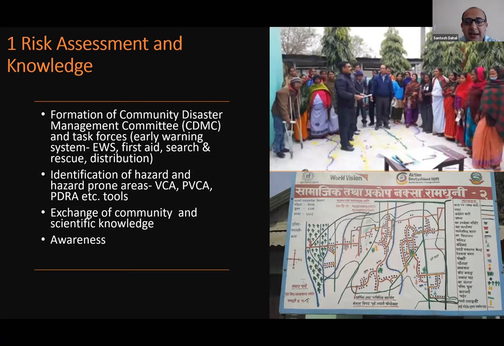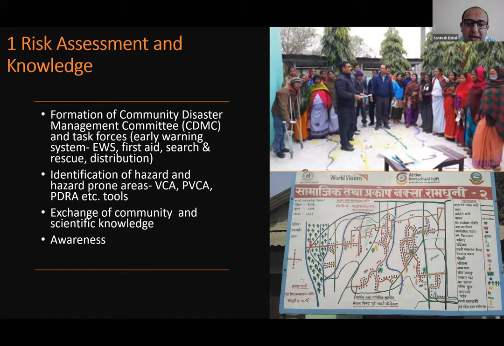For risk assessment and knowledge, what we do is form the CDMCs and task forces, especially early warning task forces, first aid task forces, and search and rescue task forces at the community level, who are being trained regularly, especially in the project-implemented areas of different NGOs and INGOs, rather than throughout the country.